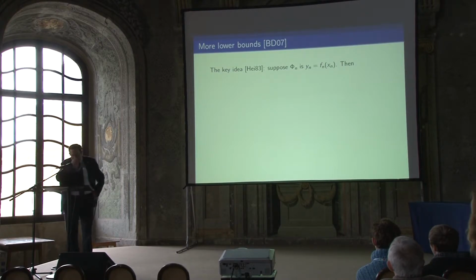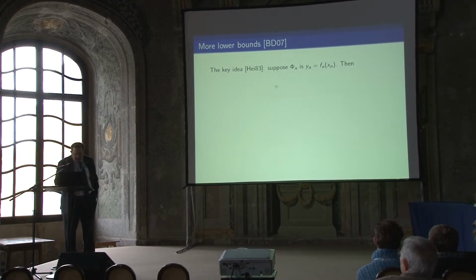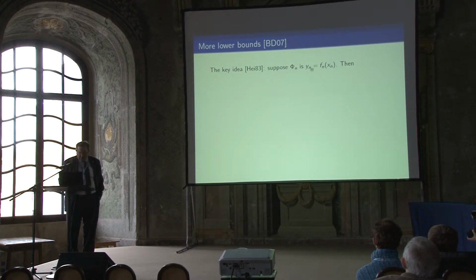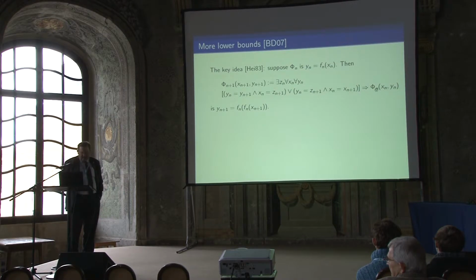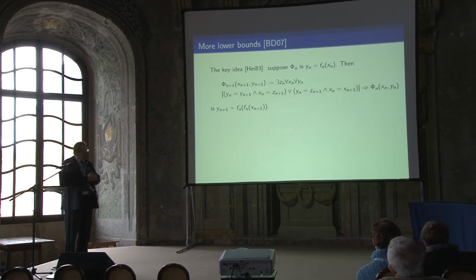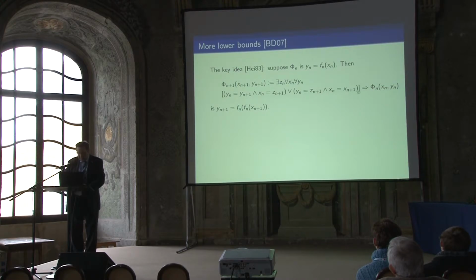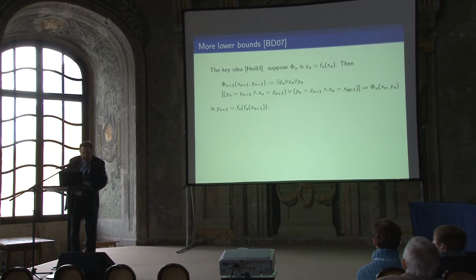Now, the key idea is in fact due to Davenport and Heintz. Suppose I've got some formula phi n, which is yn equals fn of xn. If we consider phi n plus 1 to be: there exists a Zn such that for all xn and yn, this Boolean combination implies phi n, then because I've got the or here, I've got yn plus 1 is fn of xn plus 1. So given any formula, I can put this constant length prefix on it, and I've iterated the formula.